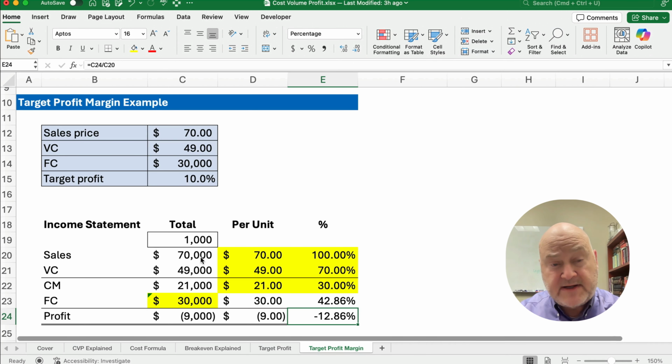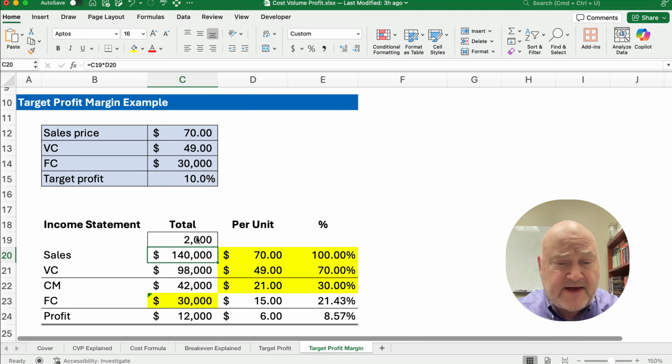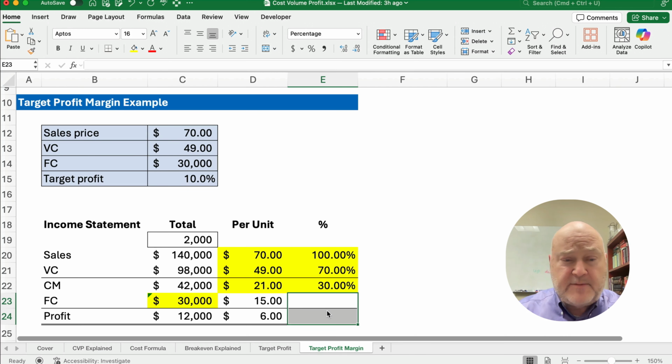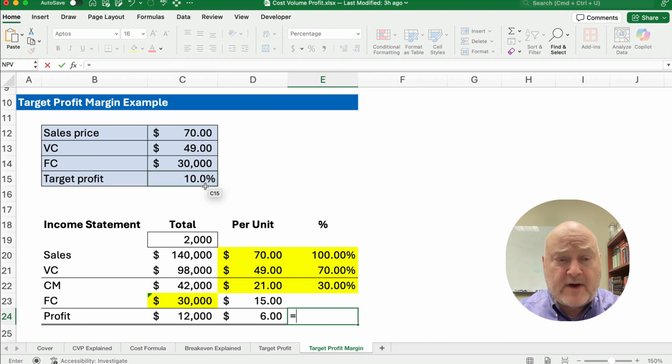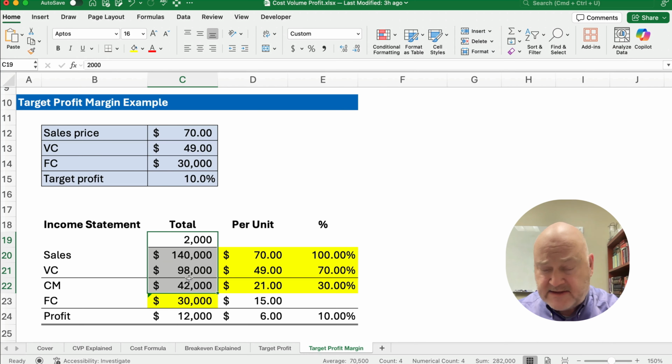Now, I guess we could just keep trying different numbers and see if we can get to 10% down here. We know we have to go higher, so let's put in 1,500. Now everything is positive, but we're making only 1.43%. What if we put in 2,000? 8.57%. All right, so this is not going to work, where you just plug numbers in and guess along the way. Here's what we need to do. I'm going to delete some of this. We need to put in the 10%. We're going to assume we want a 10% profit margin, and I'm going to get rid of all these other things that are not constant.